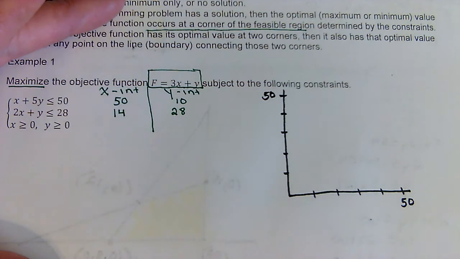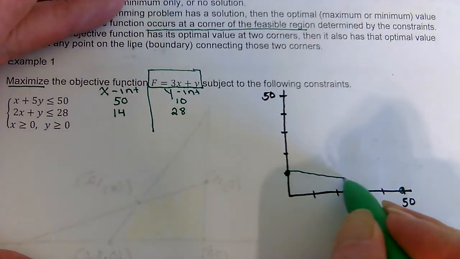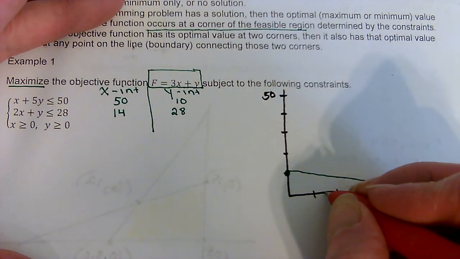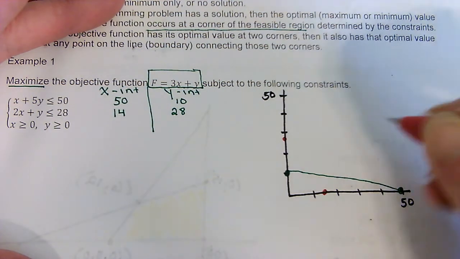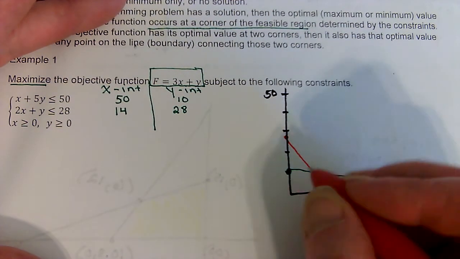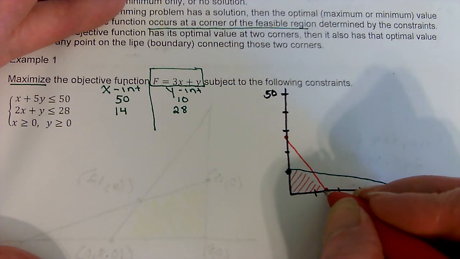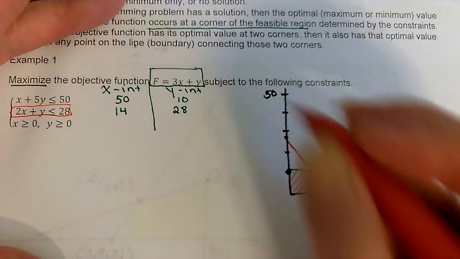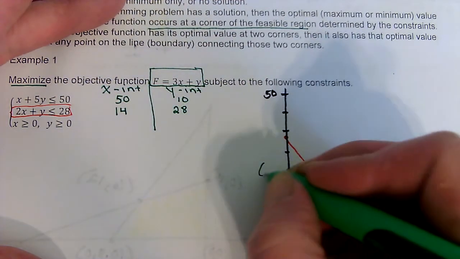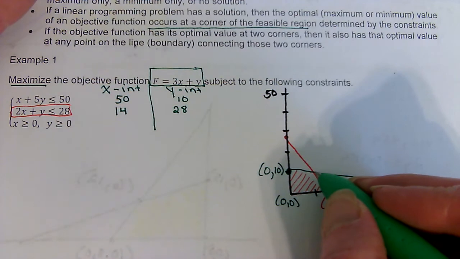Now the first line has an x-intercept of 50 and a y-intercept of 10. So here it goes. And it says we're less than that line, so it'll be underneath. X-intercept at 14, so about here. And y-intercept at 28, about there. So I'm talking about this region here. Now this point was the x-intercept that I just drew in, and that's this line right here. So that's the point (14, 0). This corner is the y-intercept from the first one, so that's (0, 10). I know this is (0, 0). And I need to find this other point here.